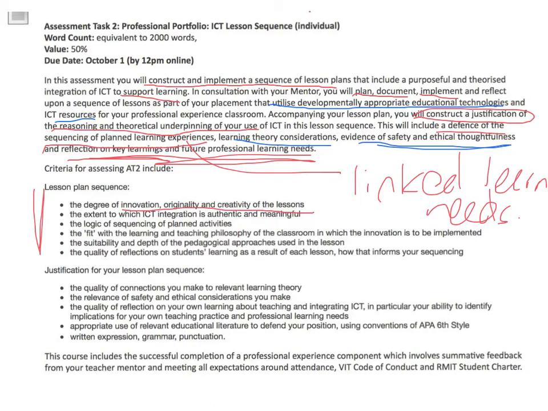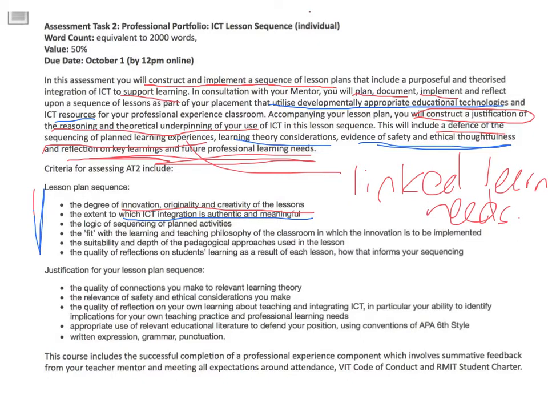If you've been given lessons to deliver and you've had limited opportunity to adapt, change or design those lessons from the start, we understand that that's quite a common occurrence within schools. So talk a little bit about what those constraints have been. We'll also be looking at the extent to which the ICT integration is authentic and meaningful.